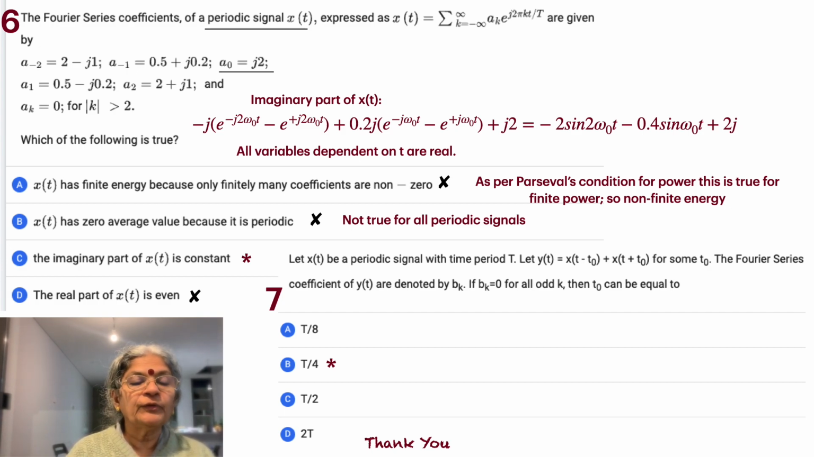Okay, and then we pick out from a1 and a minus 1, 0.2 j, so we have e raised to minus j omega naught t minus e raised to plus j omega naught t, and then we also have plus j2. Okay, so what do these coefficients tell us?